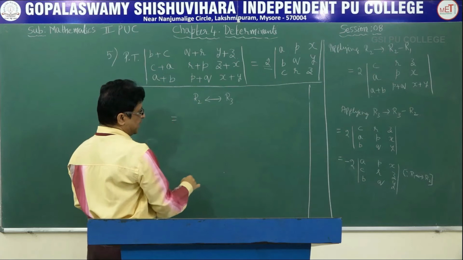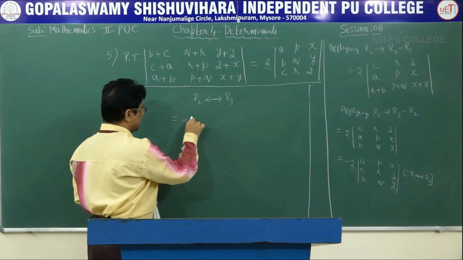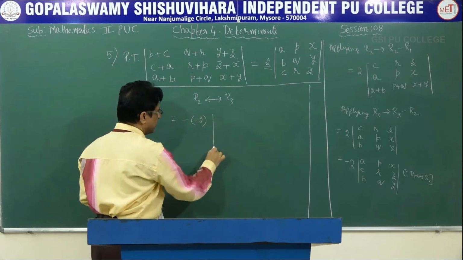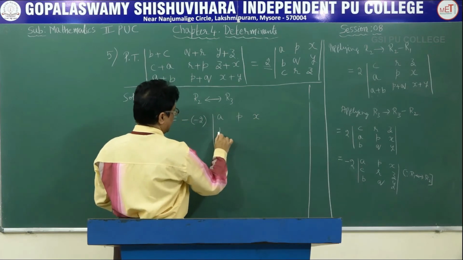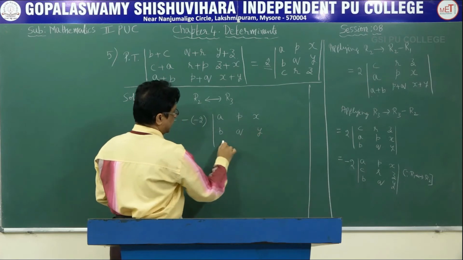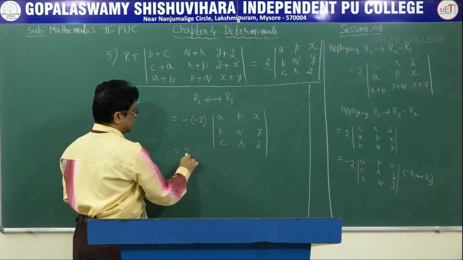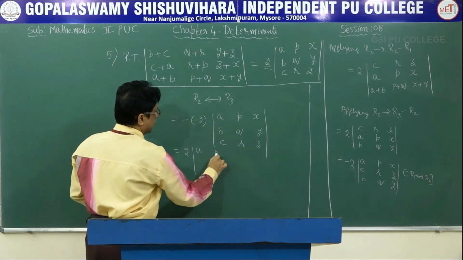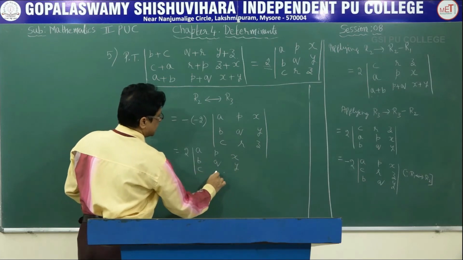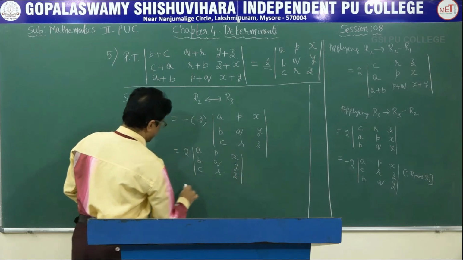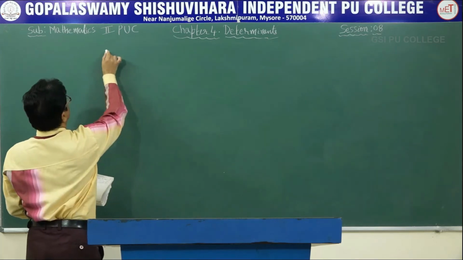So that will be equal to, once again the value of the determinant changes by sign, that is minus 2 into determinant of A, P, X, B, Q, Y, C, R, Z. So minus into minus plus, that is 2 times determinant of A, P, X, B, Q, Y, C, R, Z. So that will be equal to RHS.